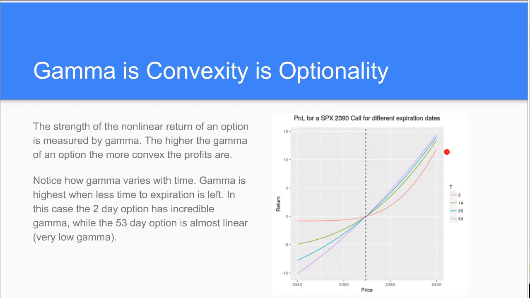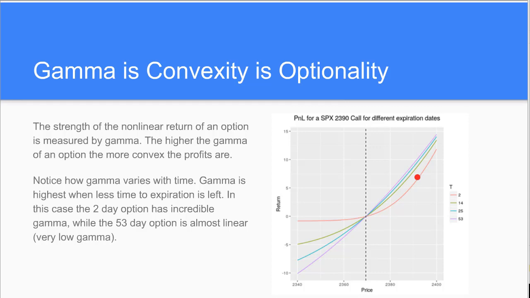So if I want to mathematically represent this in a numeric way, I could say that the 2-day option has lots of gamma on it, while the gamma for the other options is very small.